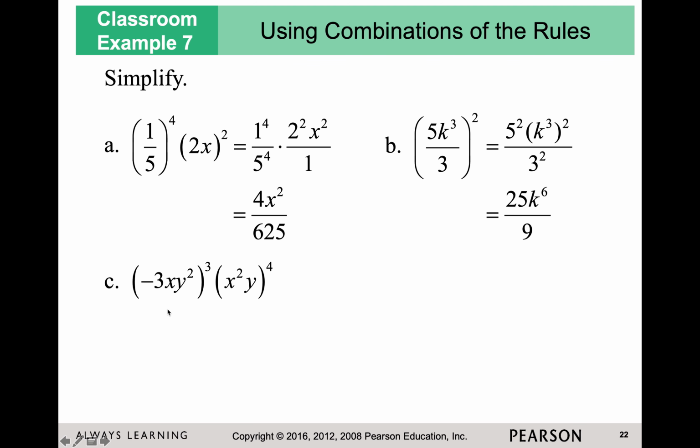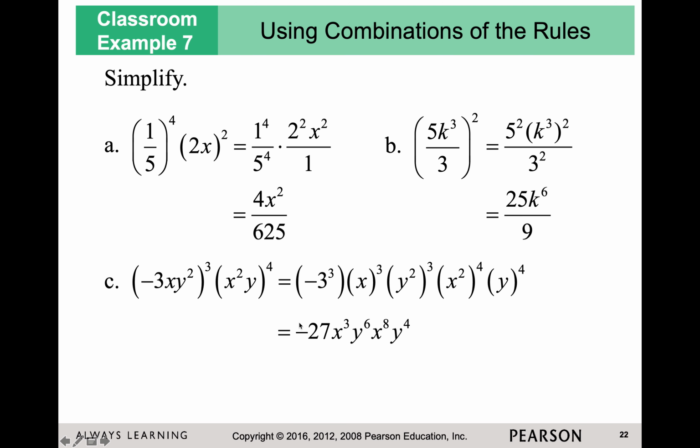In part C, again, I am distributing first. The distributive property always comes first. I give everybody a 3, everybody a 4. Now I can apply my rules. I'm going to enter -3 cubed in my calculator, and I'm going to get -27. X to the third, 2 times 3 is 6, 2 times 4 is 8, y to the 4th is 4. But I'm not done, because I have like bases that are being multiplied, which tells me I have to add the exponents. So 3 plus 8, 6 plus 10.